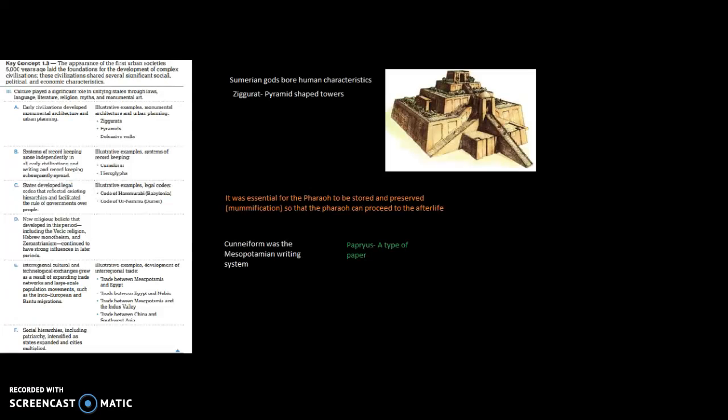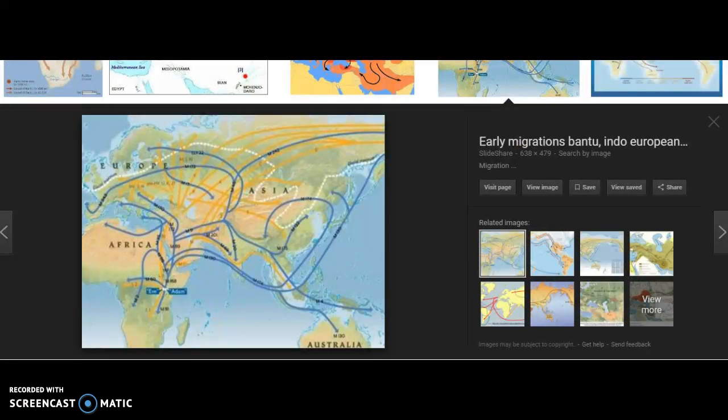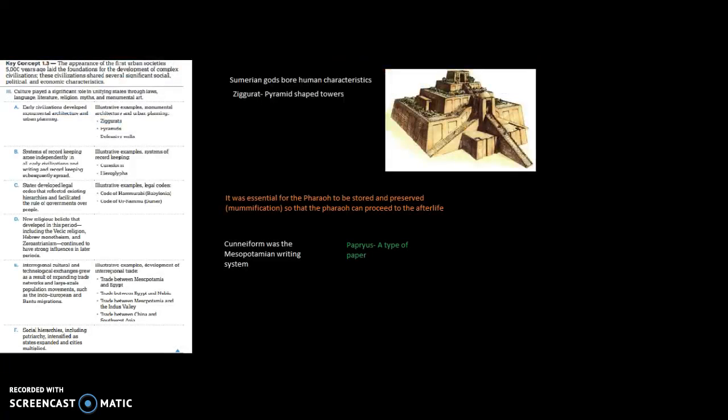Now on another note, trade between Egypt, Nubia, Mesopotamia, the Indus Valley, China, and Southwest Asia all developed. Here is a map of early Indo-European and Bantu migrations. These caused so much trade to happen between cultural groups that would not have interacted otherwise. Pastoralism and migration are the two greatest causes of cultures coming together and interacting with each other. And lastly, patriarchy develops.